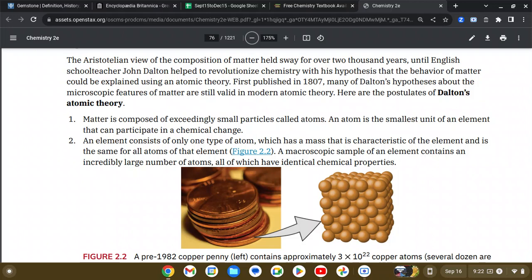1. Matter is composed of exceedingly small particles called atoms. An atom is the smallest unit of an element that can participate in a chemical change. 2. An element consists of only one type of atom, which has a mass that is characteristic of the element and is the same for all atoms of that element. A macroscopic sample of an element contains an incredibly large number of atoms.